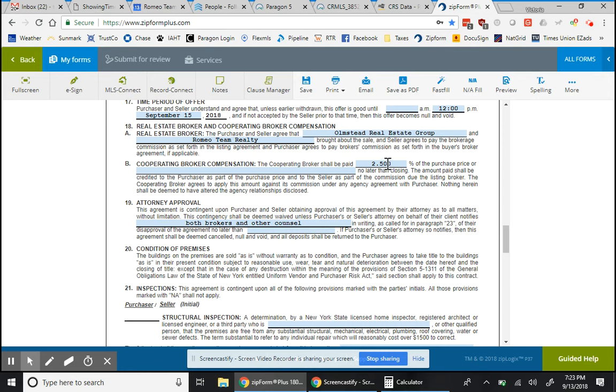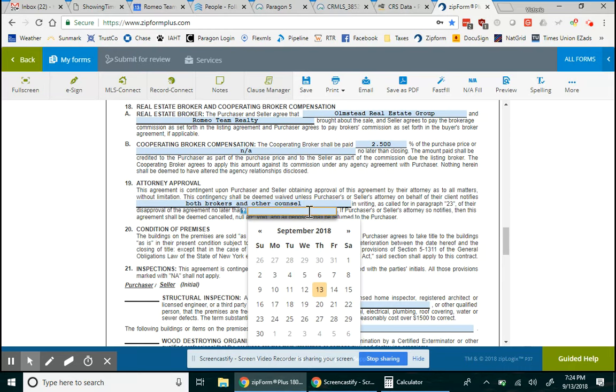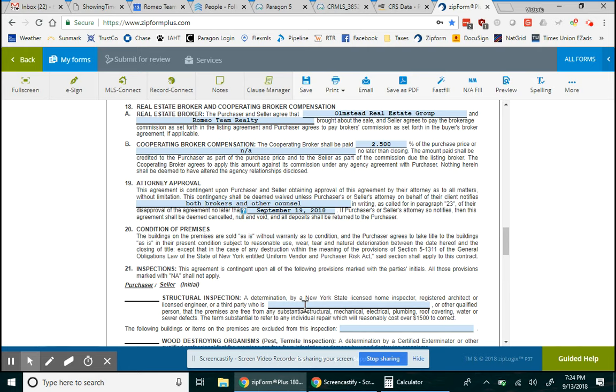All right, so that's what goes there. 2.5%, never leave anything blank, put not applicable for the rest. Attorney approval should always be 3 business days. Please never write "3 business days." I hate that because then it gets really confusing for most people and it's open to interpretation. So 3 business days from what? From about the time that the seller accepts the contract, right? So if we assume they're going to be negotiating on the 14th, 3 business days would be the 19th.